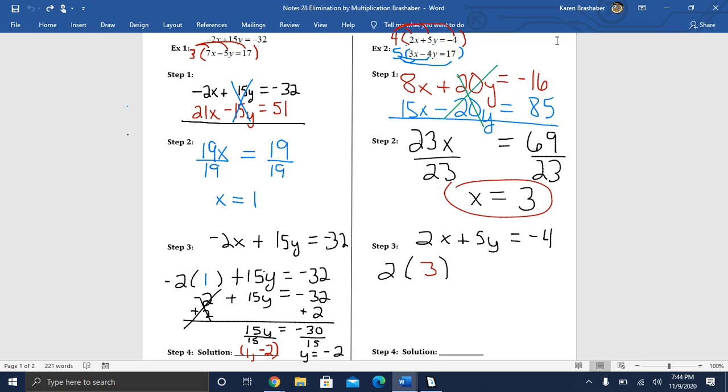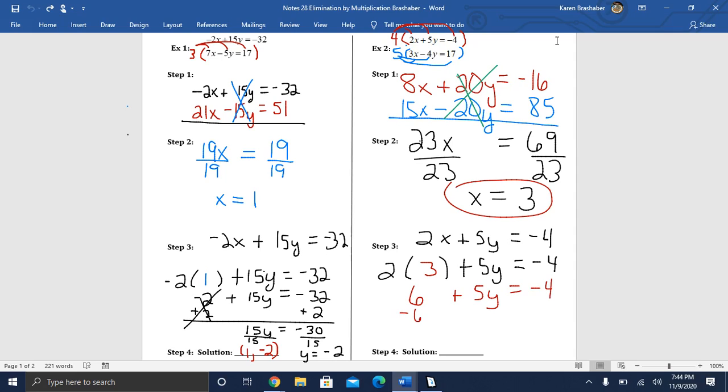That's from here. And then recopy the rest of the equation: plus 5y equals negative 4. And now I have this equation to solve. So 2 times 3, that gives me 6 plus 5y equaling negative 4.